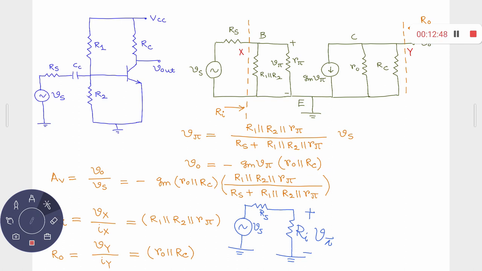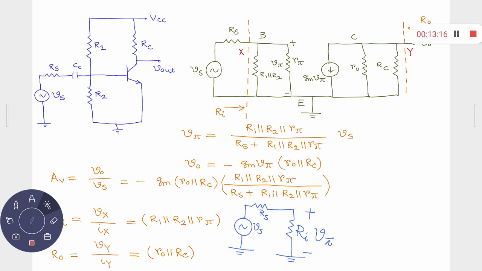Now, we are in a position to find the voltage gain. What is that? V0 upon Vs. We have represented V0 in terms of V pi. We have also represented Vs in terms of V pi. So if you plug in those values, what you get is the voltage gain expression: Av is given by minus gm R0 parallel RC multiplied by this factor. You have already seen minus gm R0 parallel RC last year, right?